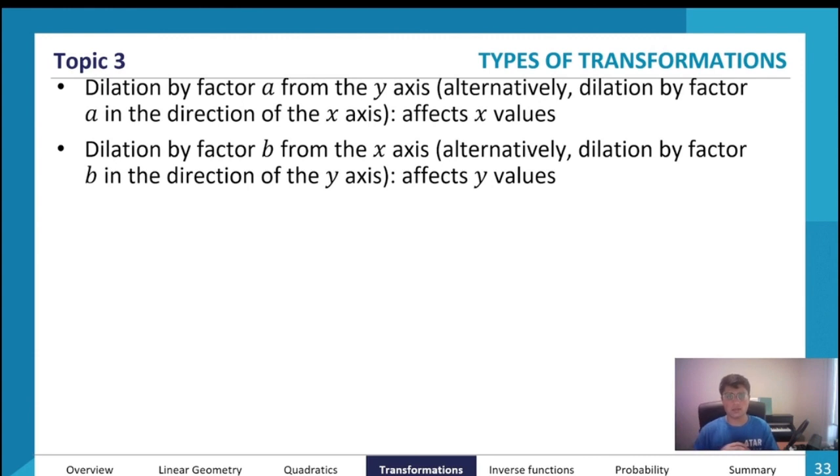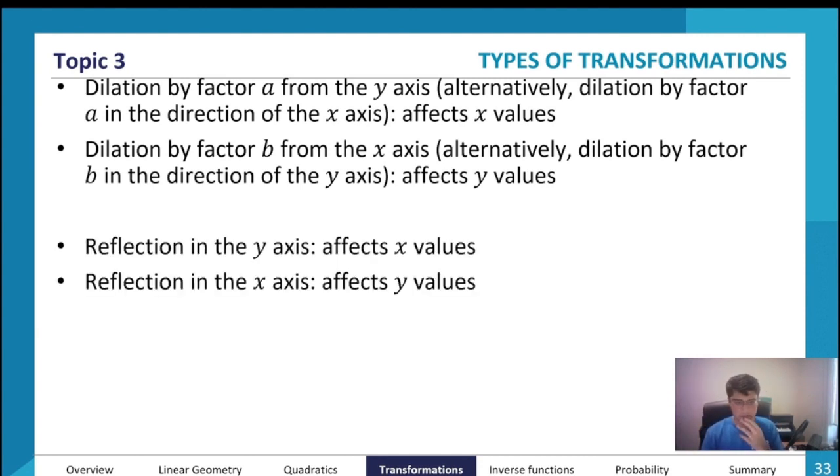And then similarly, if you're dilating from the x-axis, then every point's y value on the graph is going to change, because we're stretching, so every point is moving vertically, but not horizontally. Reflections are pretty similar. If you reflect in the y-axis, so again, thinking about what that means graphically, you've got the y-axis here, we have a graph here, and we reflect in the y-axis. So all those y values, how far up or down it is, stay the same, but those x values get inverted. And that's the same thing with the x-axis. We have the x-axis here, we're reflecting in that axis, then the x values are going to stay the same, but the y values get inverted.